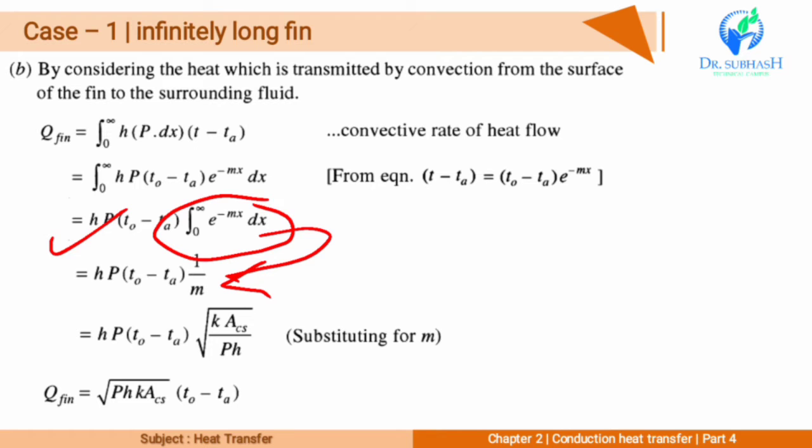Substituting the value of m, actually m is equal to under root of hP divided by kA, but here 1 upon m is there, so that is under root of kA divided by hP. By simplification, we get the equation: heat transfer rate Q fin is equal to under root of hPkA multiplied by (T0 minus Ta). These two approaches described are equivalent and give the same result, since under steady state condition the heat transfer from the exposed surfaces of the fin is equal to the heat transfer to the fin at the base.